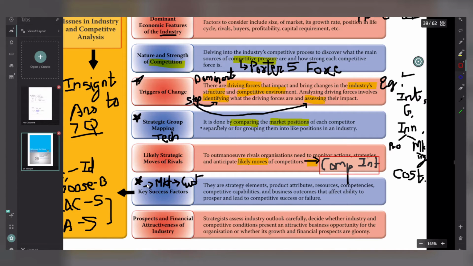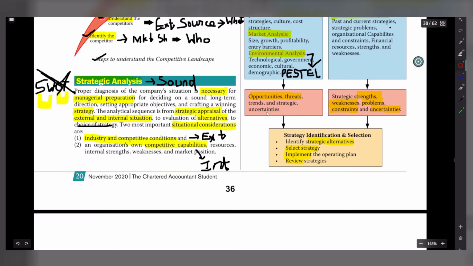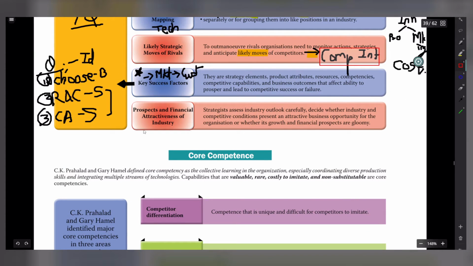We are further moving on to the last part of the industry and competitive analysis. The last part is the prospects and financial attractiveness of the industry. What is the attractiveness of the industry? If the industry is not attractive, do not enter into such an industry. So it is very important to ensure whether such an industry is attractive or not.